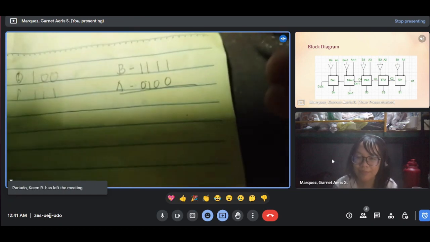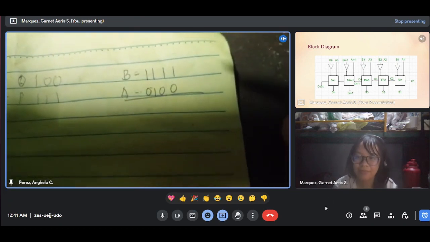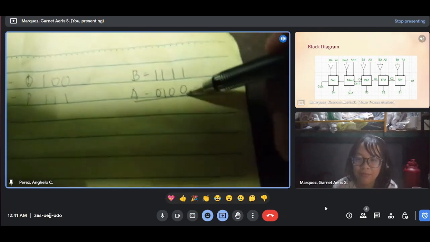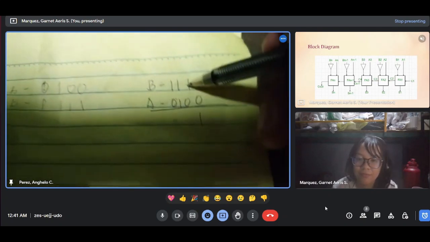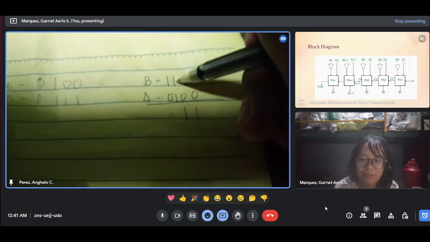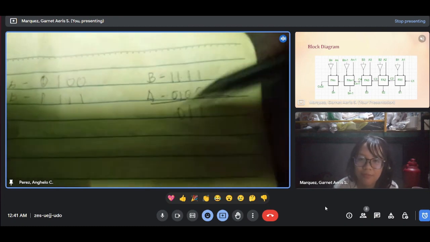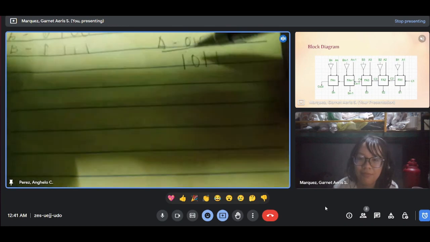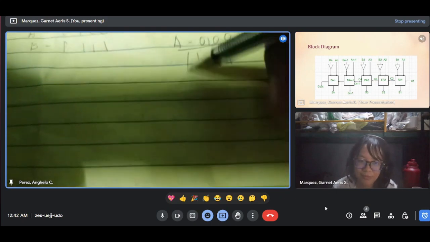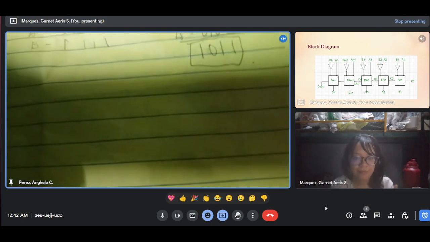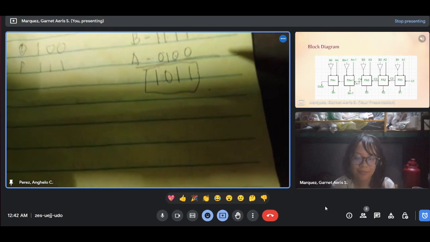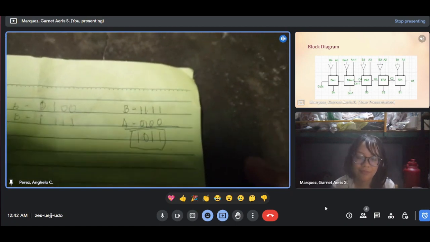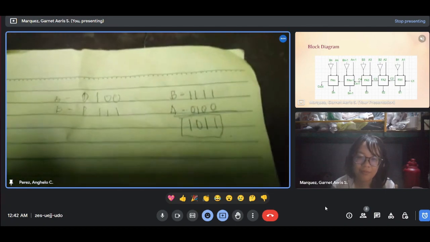So, dito na papasok yung function ng normal na binary subtraction, which is 1 minus 0 is 1. 1 minus 0 is 1. Then, 1 minus 1 is 0. Then, 1 minus 0 is 1. So, yung ang ating n-bit parallel subtractor value is 1, 0, 1, 1. Siya yung tinatawag natin na difference or yung result na nakita natin sa process ng n-bit parallel subtractor.